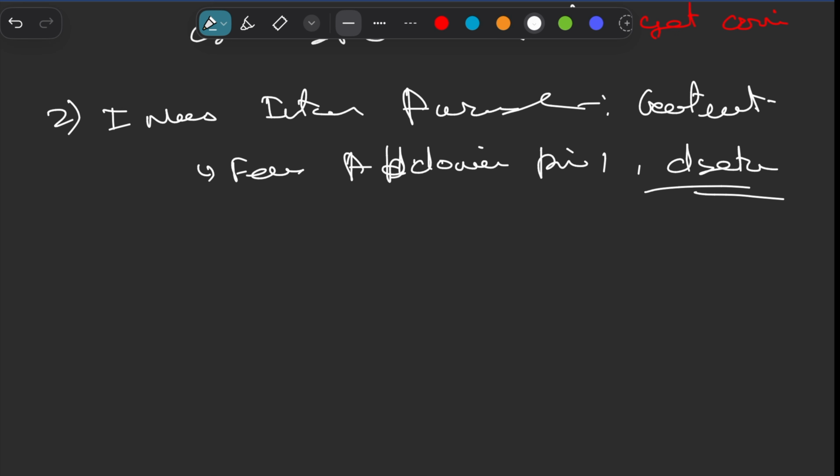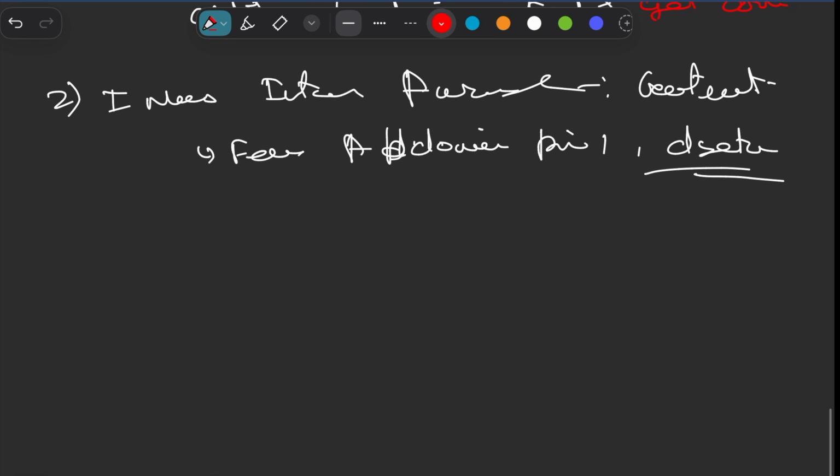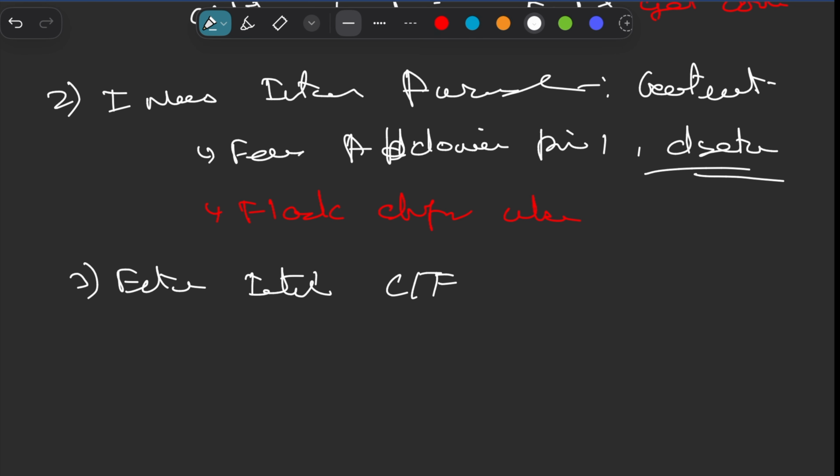Okay, not diarrhea, dysentery, and also causes a flask shape ulcer. Now, certain extraintestinal clinical features are also seen. Okay, these are basically abscesses.